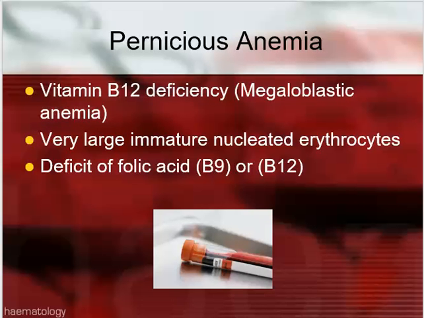So pernicious anemia is a problem of vitamin B12, or sometimes folic acid, B9. It's usually B12. B12 is absorbed from your food in the presence of something called intrinsic factor. Intrinsic factor is made by the stomach when the stomach is full. So people that are starving, people that don't eat enough volume of food, don't make intrinsic factor.